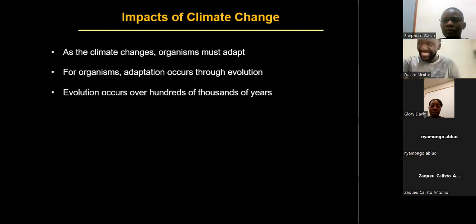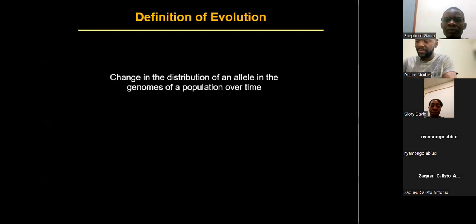Right. But now we're getting away from the scientific part of things, right? So it's really important not to anthropomorphize, or to give emotions to, or really characterize evolution. So I'll throw out a definition. It's the change in distribution of an allele in the genomes of a population over time. Just simply put. So there's no emotion here. There's no favoritism. There's no saying one thing is better than another.